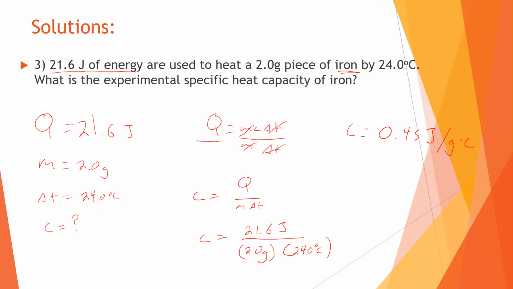Now, can I leave it like this? Here I have 3 significant digits. Here I have 3 significant digits. Here I only have 2. So I'm okay here with 2 significant digits, right? So my answer would be good here. This is a very low specific heat capacity when we compare it to water. And we actually see that when we look at the theoretical specific heat capacity for iron.